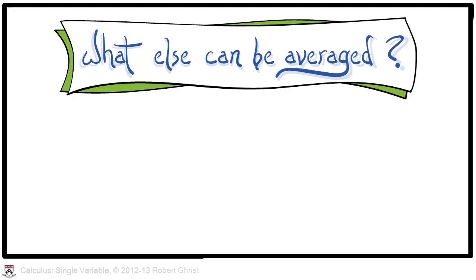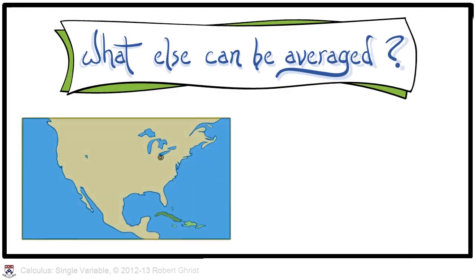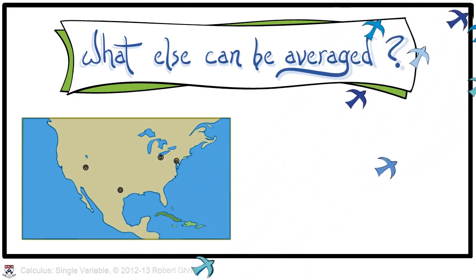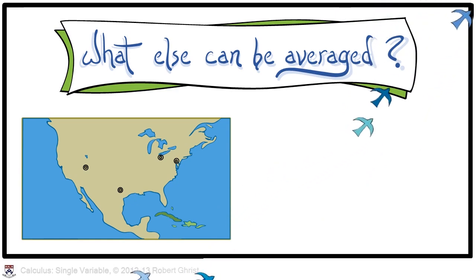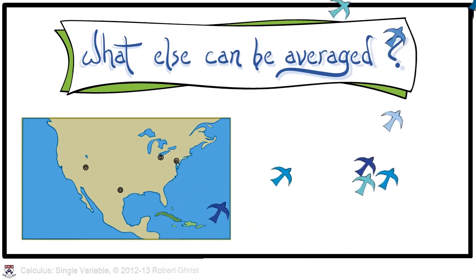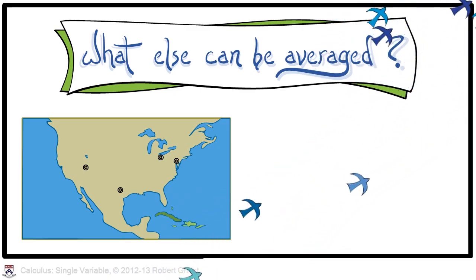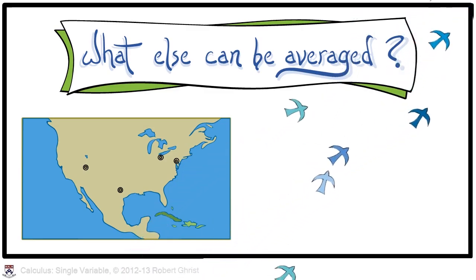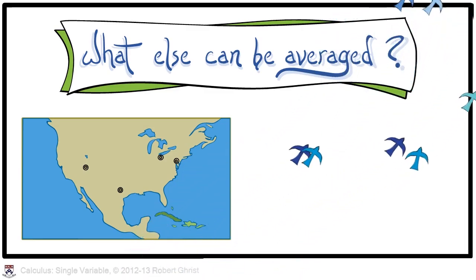This lesson should lead you to wonder what other kinds of things can be averaged. Can you average locations or points on a map? What happens when birds fly in a flock? They seem to do so with a great deal of coordination. What they are often doing is simply averaging the orientations or the directions of their neighbors. Fish do similar things.